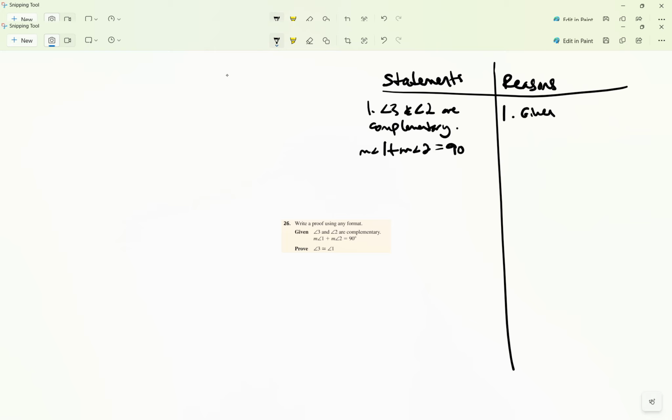So, as we know to start, this is our given. Number 2. Now, we have this statement. Now, what can we conclude from our given? Remember, that's what I told you guys in that last exercise that we did. Take a look. How do we start? Well, let's take a look at the given and see what else can we conclude. Well, if angle 3 and angle 2 are complementary, that means that angle 3 plus angle 2 is going to be equal to 90, right? And this is just the definition of complementary angles.